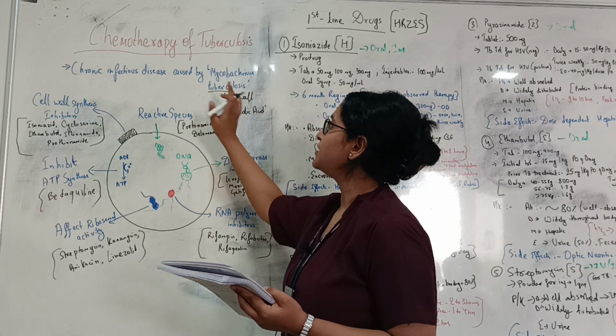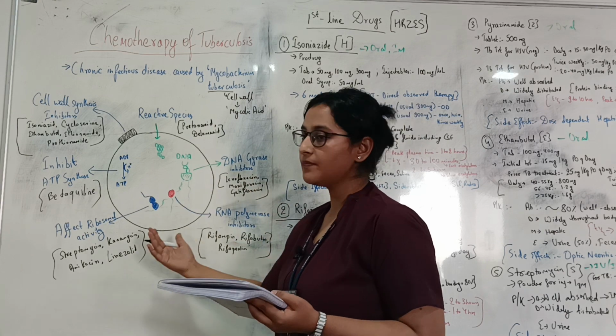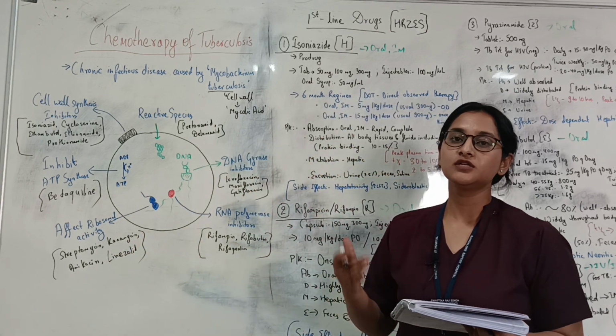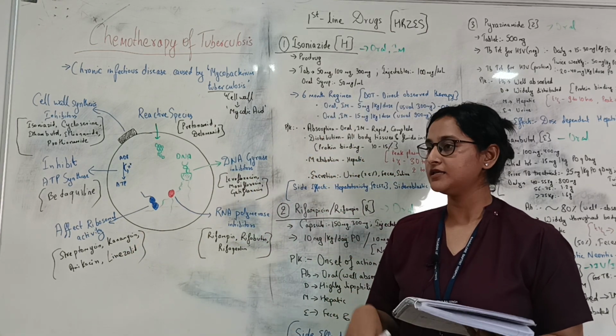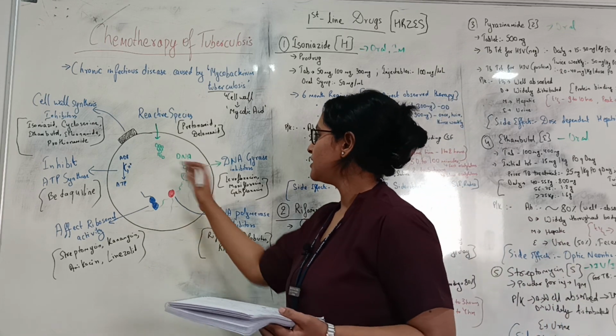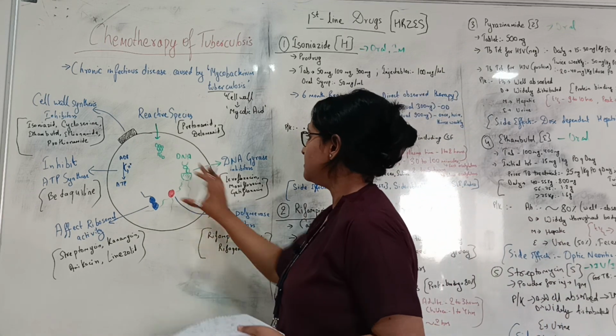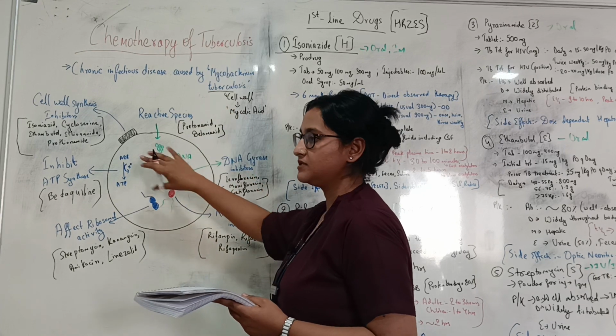What is the use of anti-tubercular drugs? Either it kills the bacteria or it reduces the growth of the bacteria. Okay, so here I'll explain about the Mycobacterium tuberculosis cell. This is a cell.